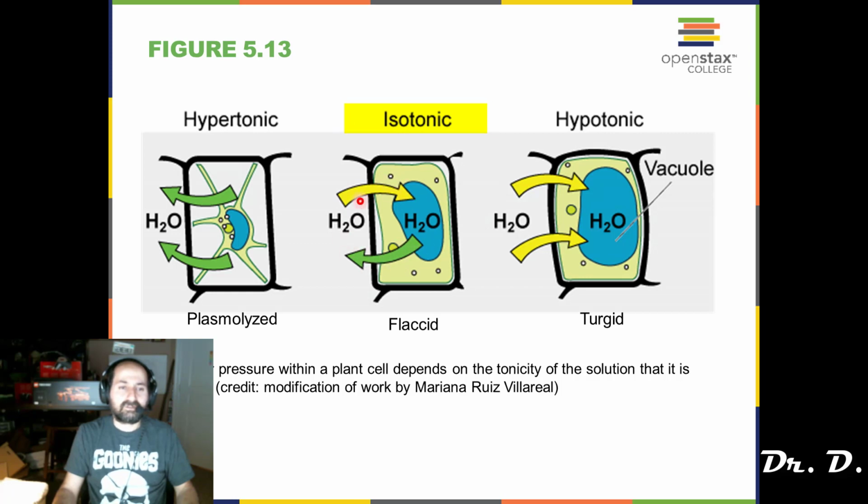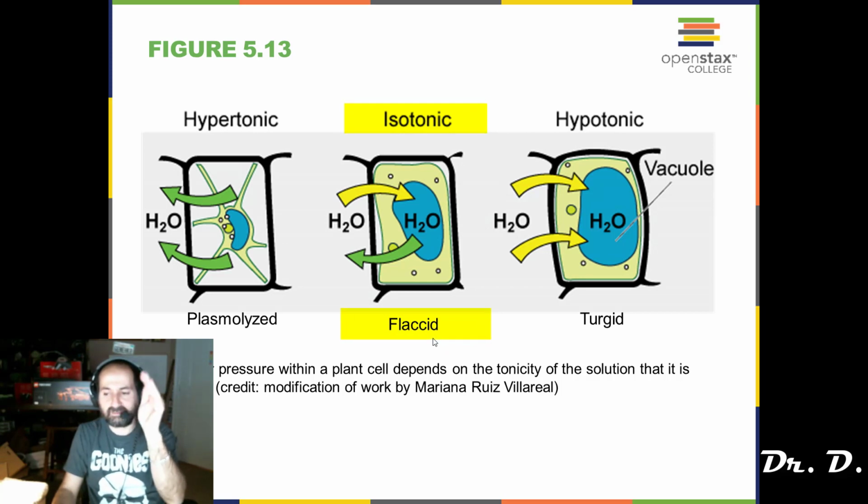This is a delta G equals 0 situation. And actually, plant cells don't like this. This is called a flaccid cell. This is when your plant cell becomes droopy, right? The plant's not getting enough water, it droops because those cells aren't being as firm as they want to be.